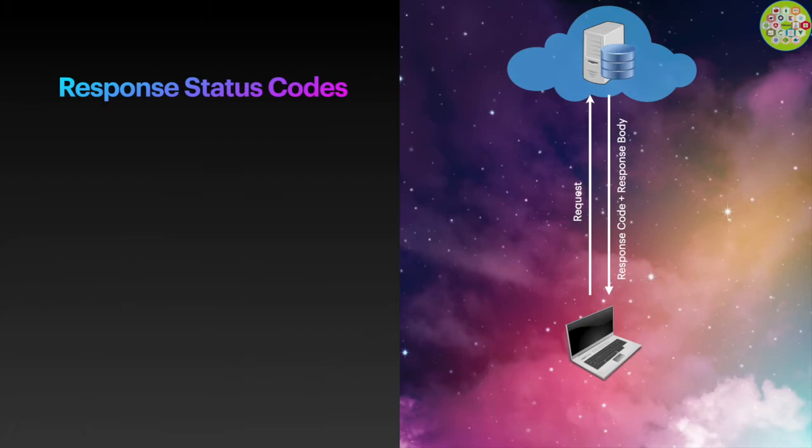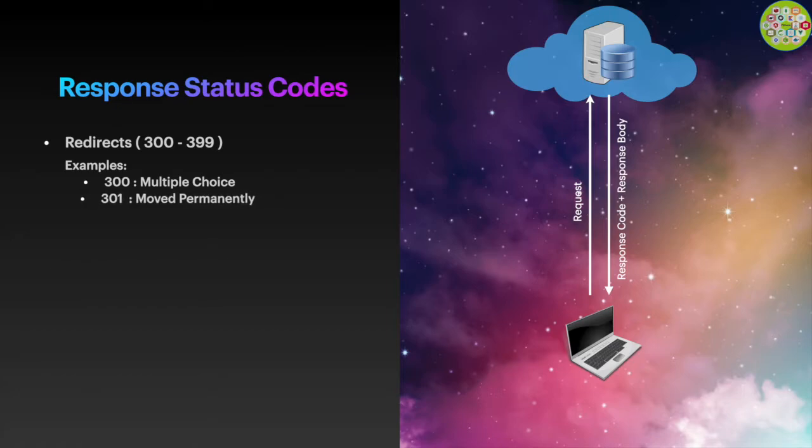Then we have the redirectional messages. For example, we have 300. This can be used in multiple scenarios, so it's a multiple choice. The request has more than one possible response. Then we have 301, moved permanently. This response code tells us the URL of the requested resource has been changed permanently. The new URL is given in the response.